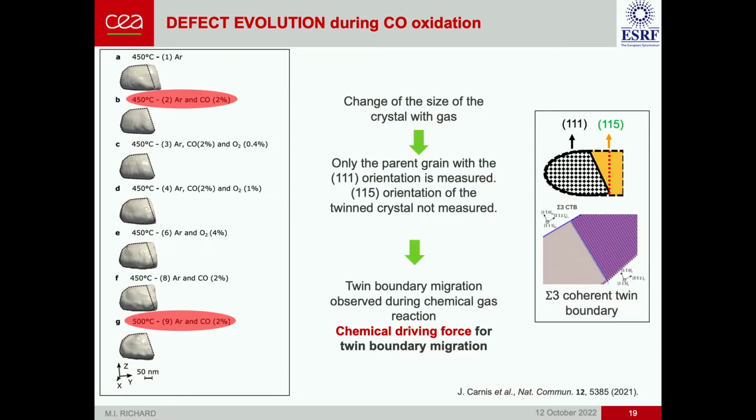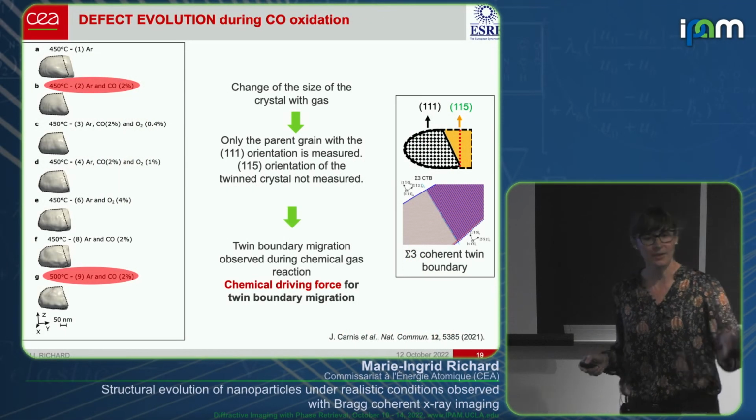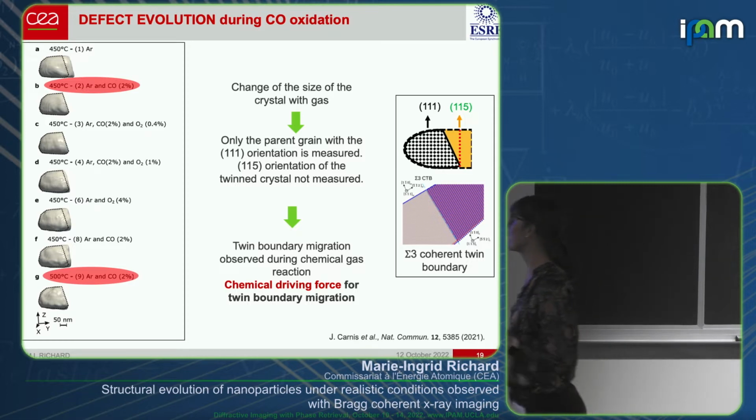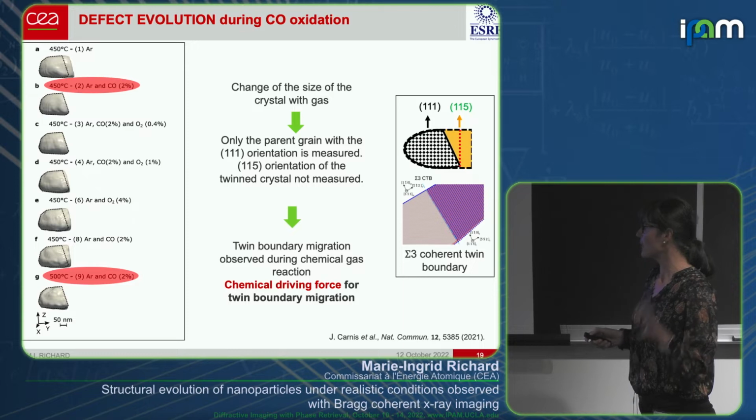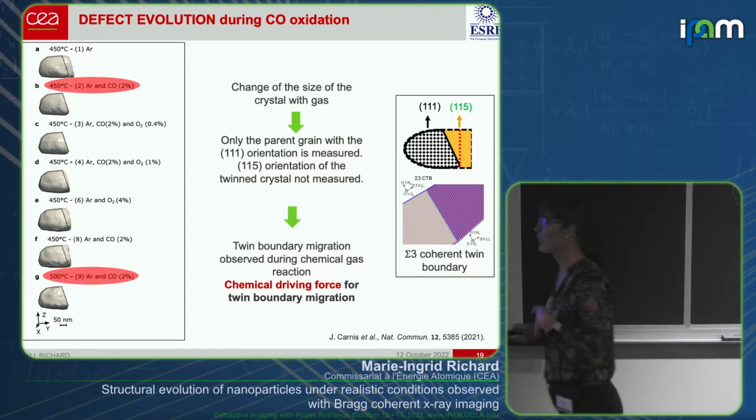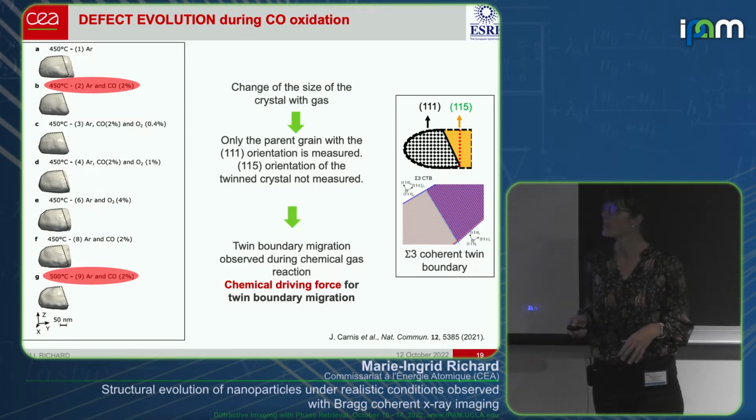So it was quite interesting to see some defect movement during a chemical gas reaction. This has been observed during indentation as a function of temperature. Here we are at a constant temperature, so we think that we have a chemical driving force for this twin boundary migration.